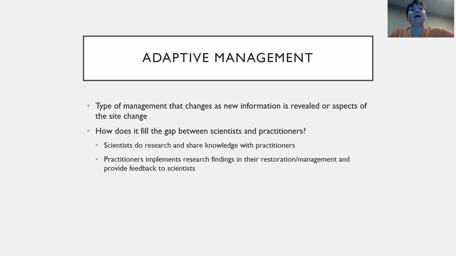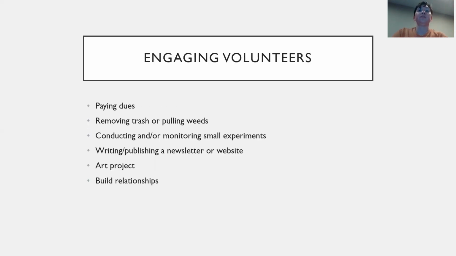Adaptive management is a type of management that changes as new information is revealed or as aspects of the site change over time. It helps fill the gap between scientists and practitioners, by scientists doing research and sharing their knowledge with practitioners, and then practitioners implementing management strategies into their restoration, and then providing feedback to scientists so that they can continue looking at best practices.